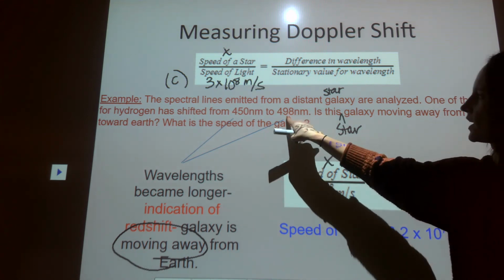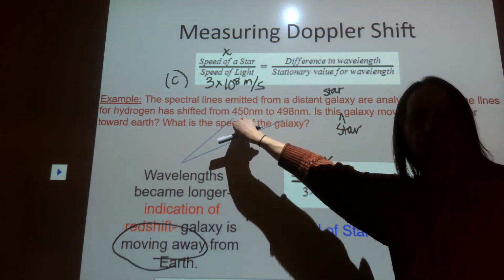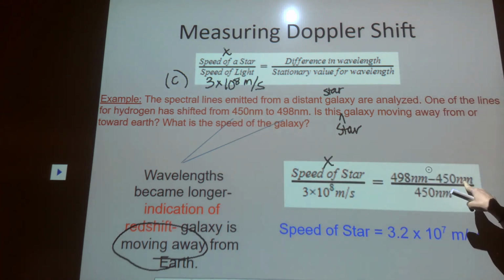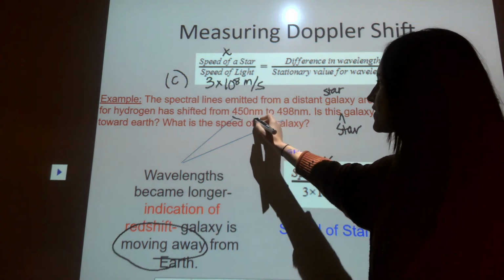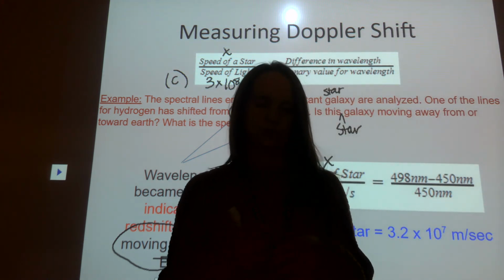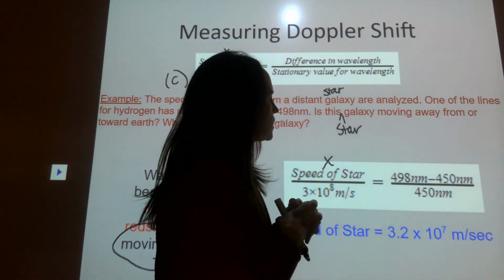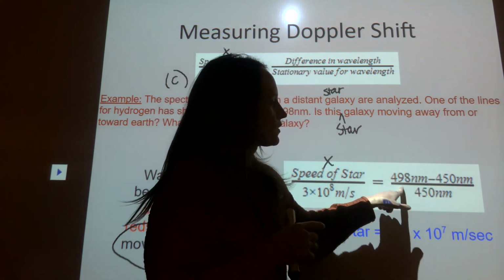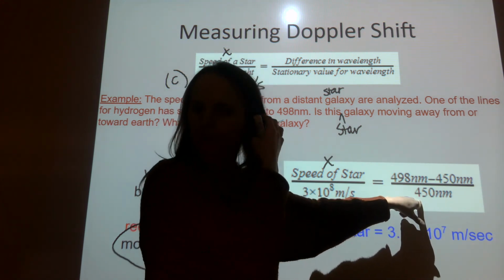It went from 450 to 498, so to find the difference, you subtract those, divided by the stationary value for wavelength. The stationary value is always the first wavelength that was given. That was the original value, and it shifted to something else. You could solve this part of the proportion first, and to make it easier on the calculator, I would do that.